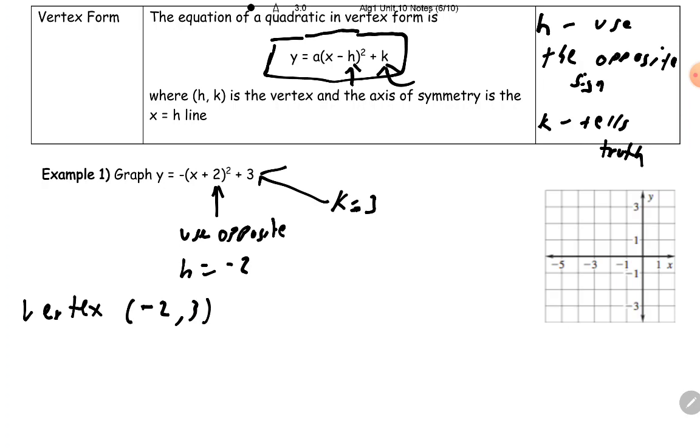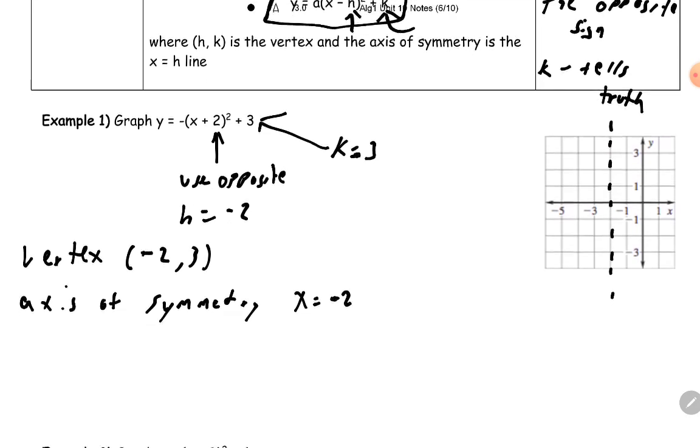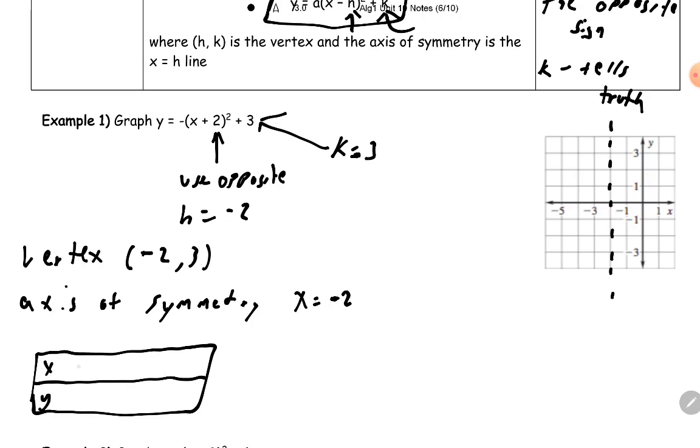Now that I have my vertex, I'm also given my axis of symmetry, because that will just be the x value in my vertex. So here's my dashed line, axis of symmetry, which divides our U-shape parabola graph into two symmetrical parts. And then what we're going to do is create a table, and we're going to choose 2 points, either to the left or the right of our axis of symmetry.